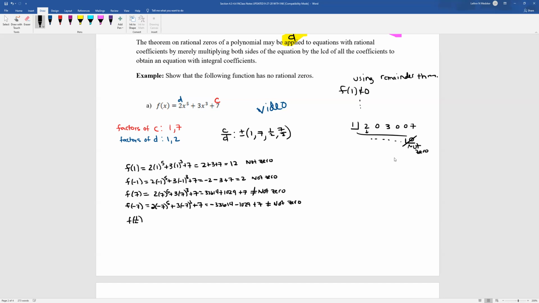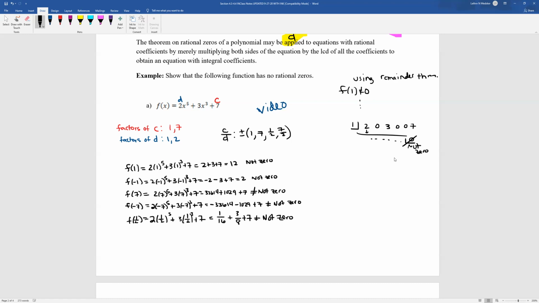F of 1/2 is 2 times 1/2 to the 5th plus 3 times 1/2 to the 3rd plus 7. This will be 1 over 32 because 2 to the 5th is 32. And then 2 over 32 is 1/16. Again, you can use your calculator for these. 2 to the 3rd is 8, so that's going to be a 3 over an 8, since that doesn't reduce. And then plus 7. Again, I know that those are all positive. That's not going to zero out.